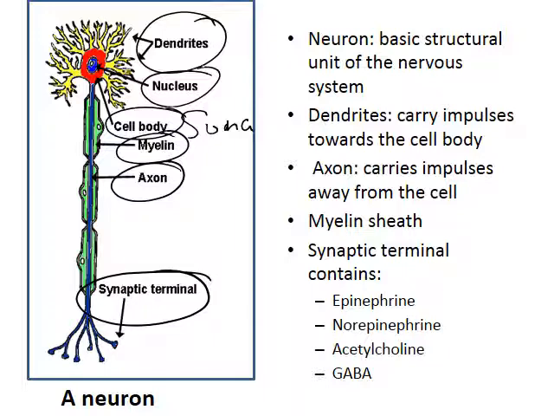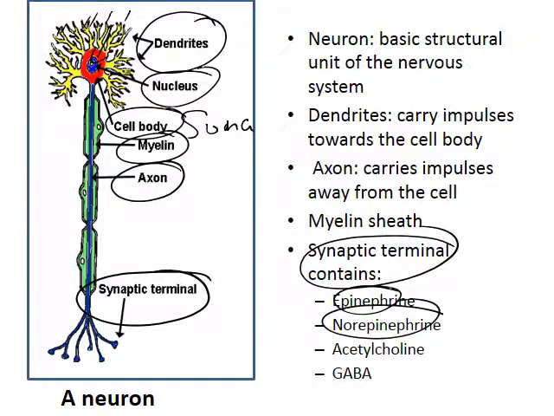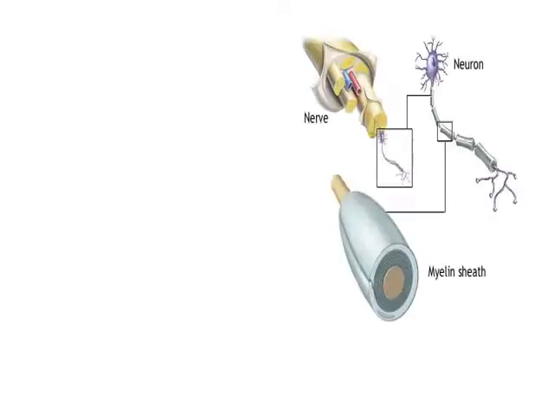So the neuron is the basic structural unit of the nervous system. Dendrites carry impulses toward the cell body. They carry the nervous message toward the cell body. And the axon carries impulses away from the cell. We have the myelin sheath. We have synaptic terminals. They contain mainly epinephrine, norepinephrine, acetylcholine, or GABA. We're going to talk about this later.